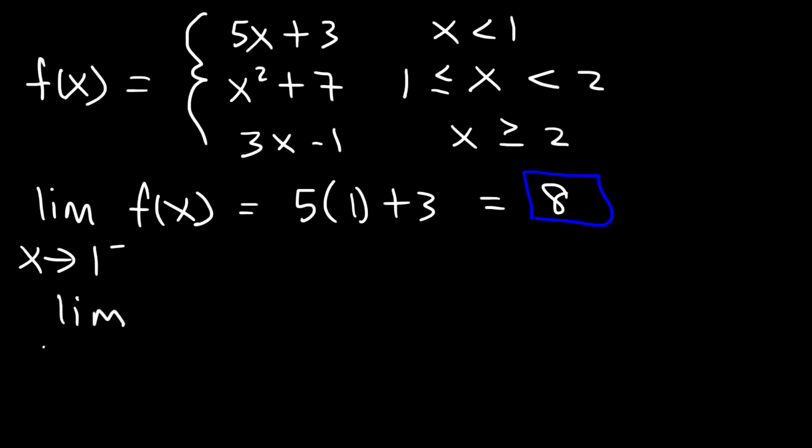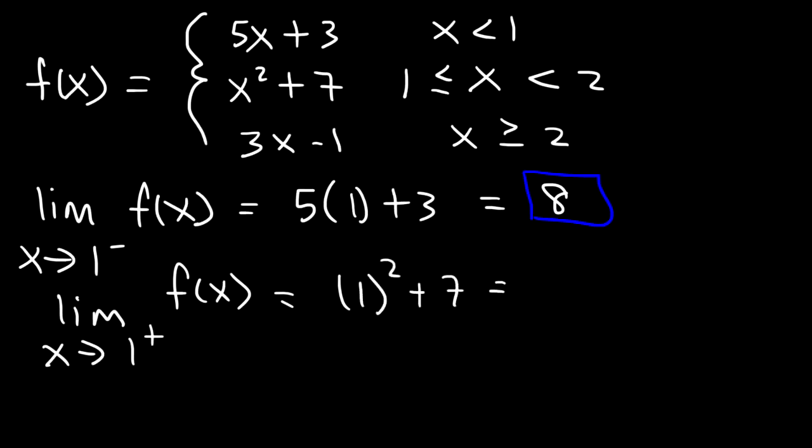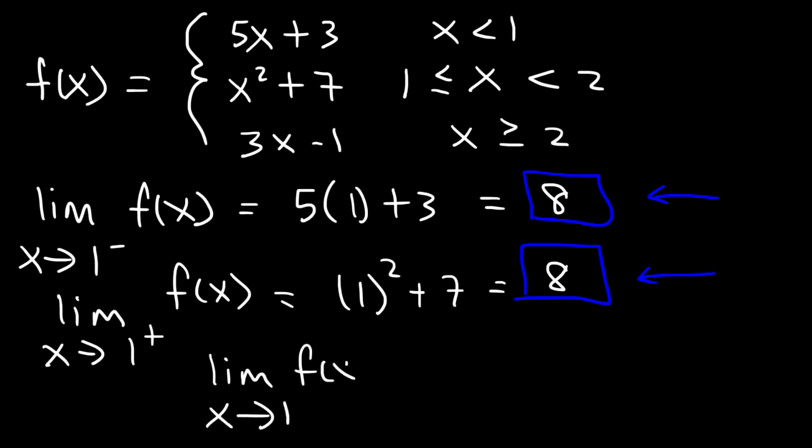Now, what about the limit as x approaches 1 from the right side? So this is greater than 1, like 1.01 or something. Therefore, we need to use x squared plus 7 because it's greater than 1 but less than 2. So it's going to be 1 squared plus 7, which is 8. Notice that these two values match. Whenever that happens, for the most part, it's going to be continuous. So therefore, the limit as x approaches 1 from either side is equal to 8.